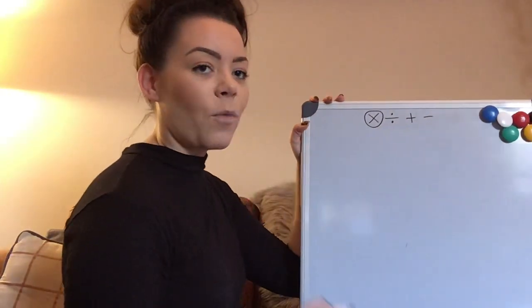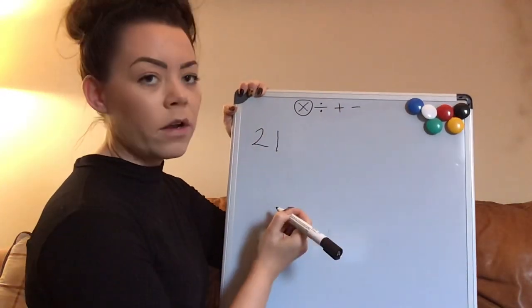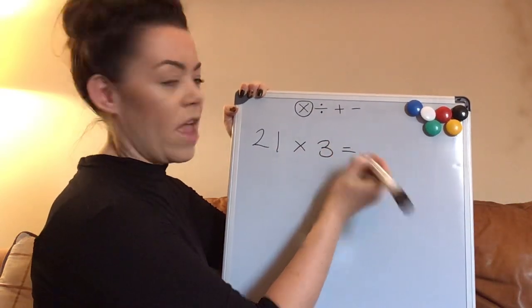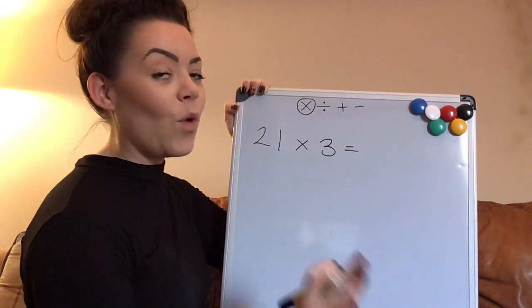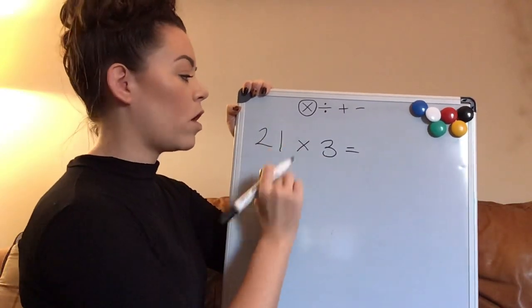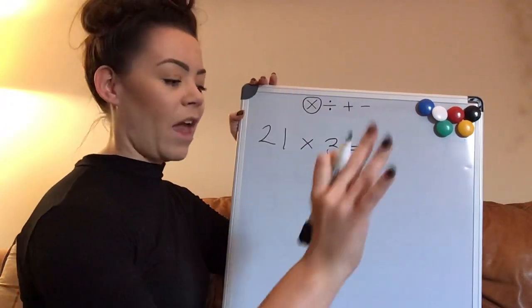Shall we have a go at my next one then? Let's try 21 multiplied by 3. Don't freak out, we can work this out. I don't know my threes pattern up to 21 lots of 3. So we're going to use our grid multiplication.